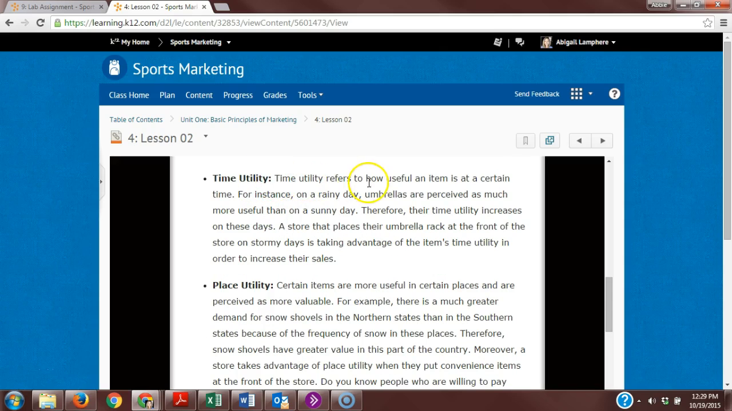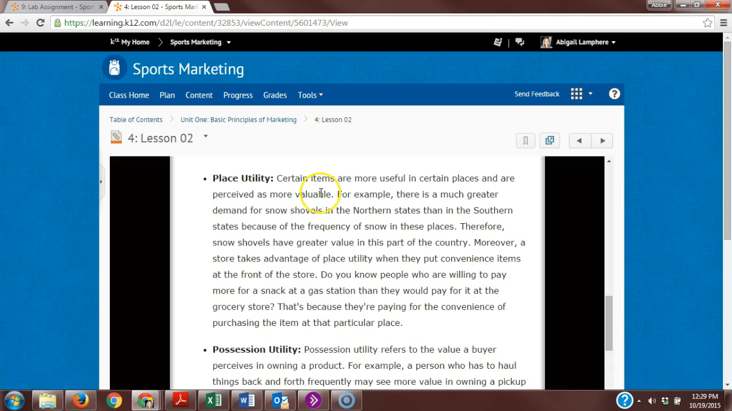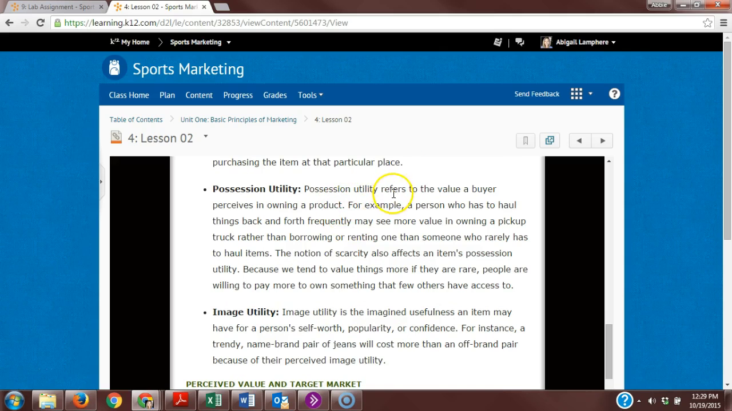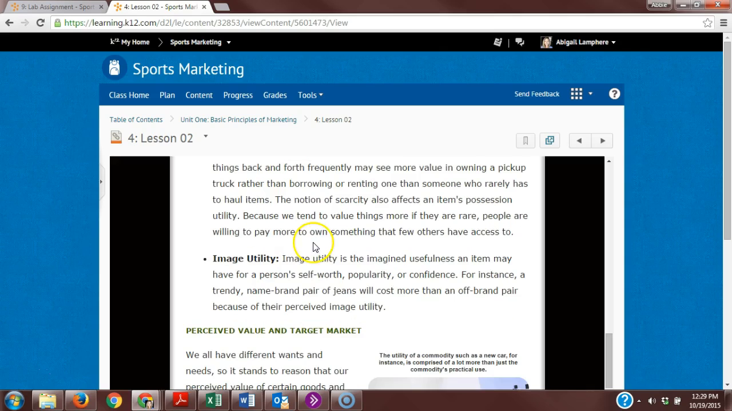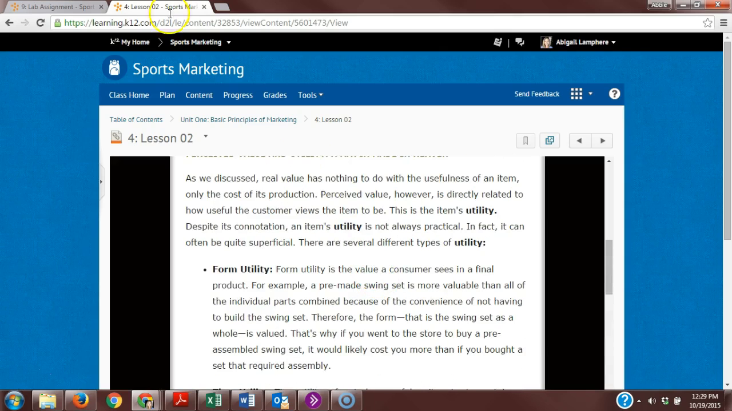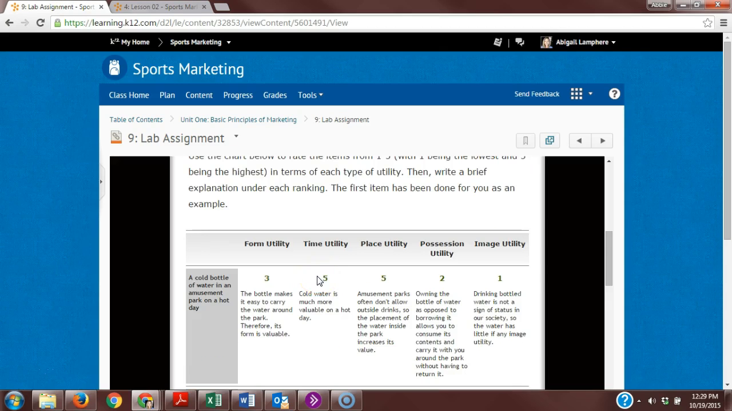Time utility refers to how useful an item is at a certain time. Place utility, certain items are more useful in certain places and are perceived as more valuable. Possession utility refers to the value a buyer perceives in owning a product. And then image utility. Image utility is the imagined usefulness an item may have for a person's self-worth, popularity, or confidence. So those are the different types of utility that we are going to look at and analyze with these products here.